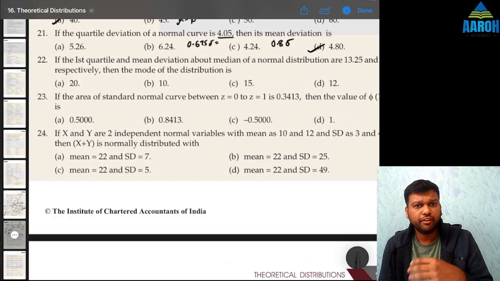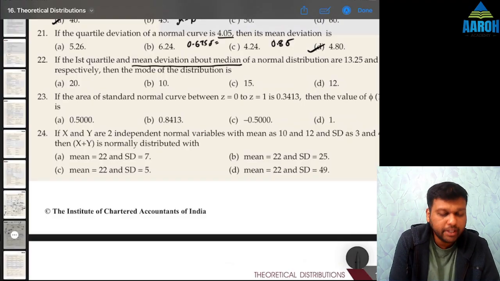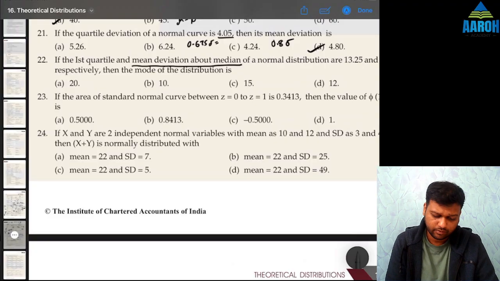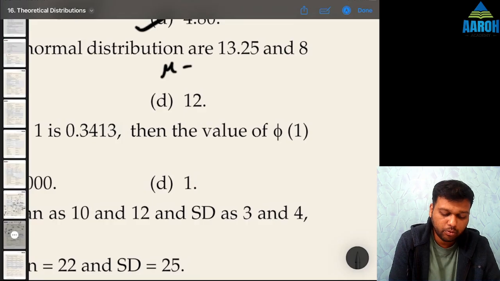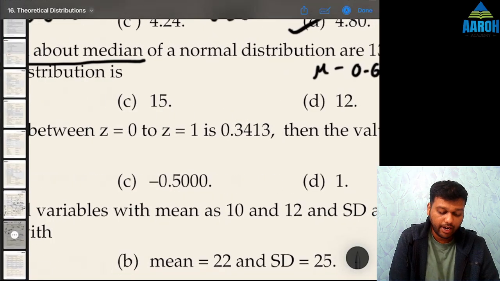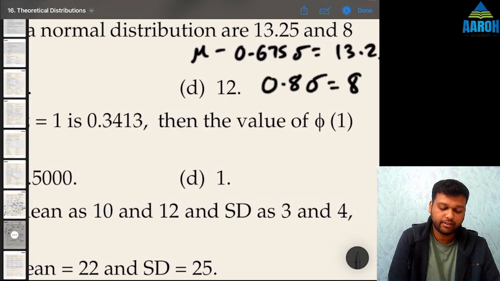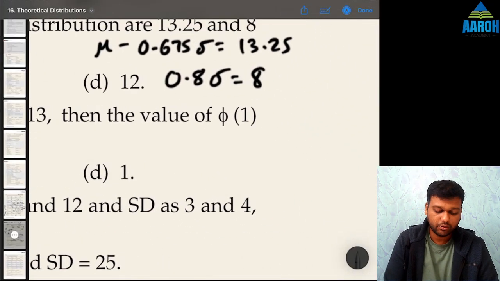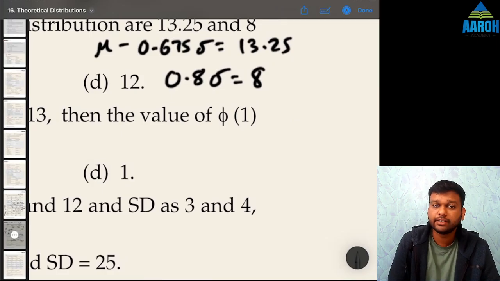22. If first quartile and mean deviation about median, mean, mode, all are same for a normal distribution because mean, median, mode is same. So they are 13.25. First quartile, that is mu minus 0.675 sigma is 13.25, and mean deviation, that is 0.8 sigma is 8. Then they are asking what is mode. Mode means mu. So if 0.8 sigma is 8, that means sigma will be what? 8 divided by 0.8, that is 10.